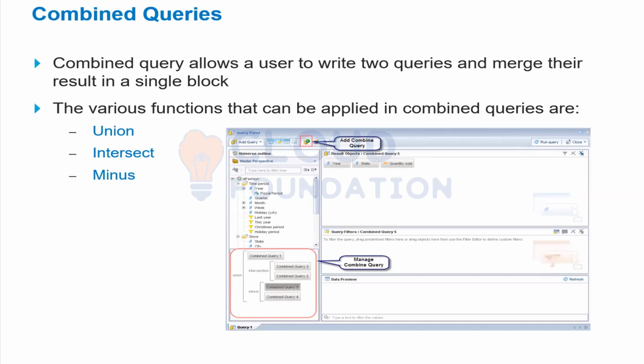If the requirement is such that normal filters are not able to perform, then we can go for combined queries. Various functions that can be applied in combined queries are union, intersection, and minus. Union is like a total, intersection is like matching records, minus is like A minus B, meaning the records which are there in A but not in B.